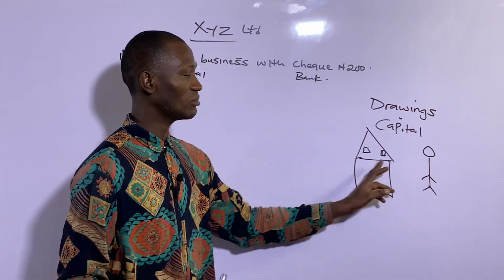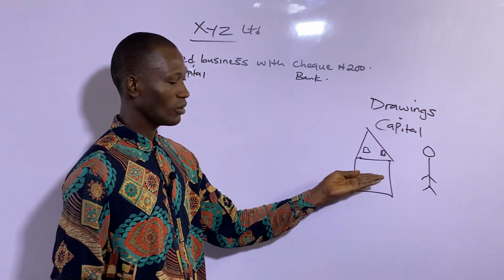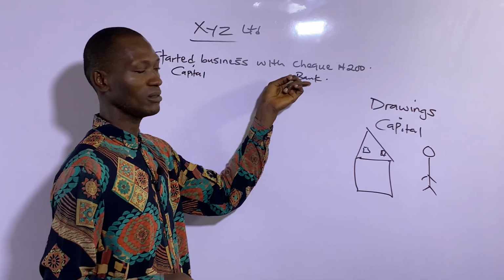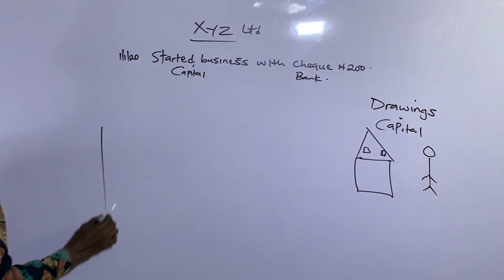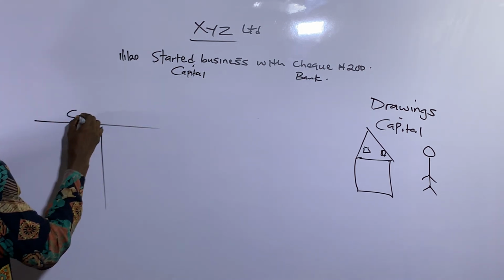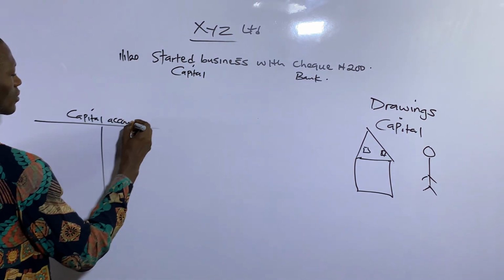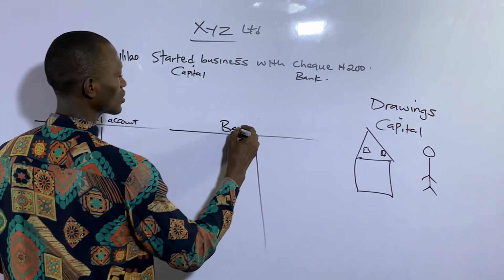So the owner is giving the business something, which is called capital, and the business is receiving it. The bank is receiving it on behalf of the business. So the two accounts here are capital account and bank account. That's the two accounts.